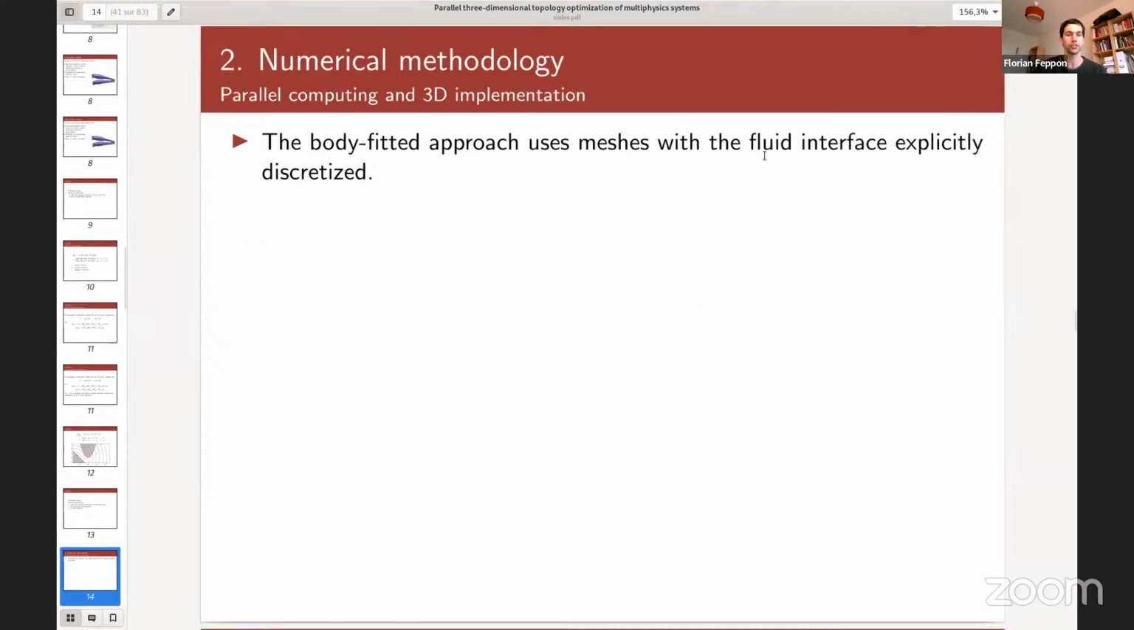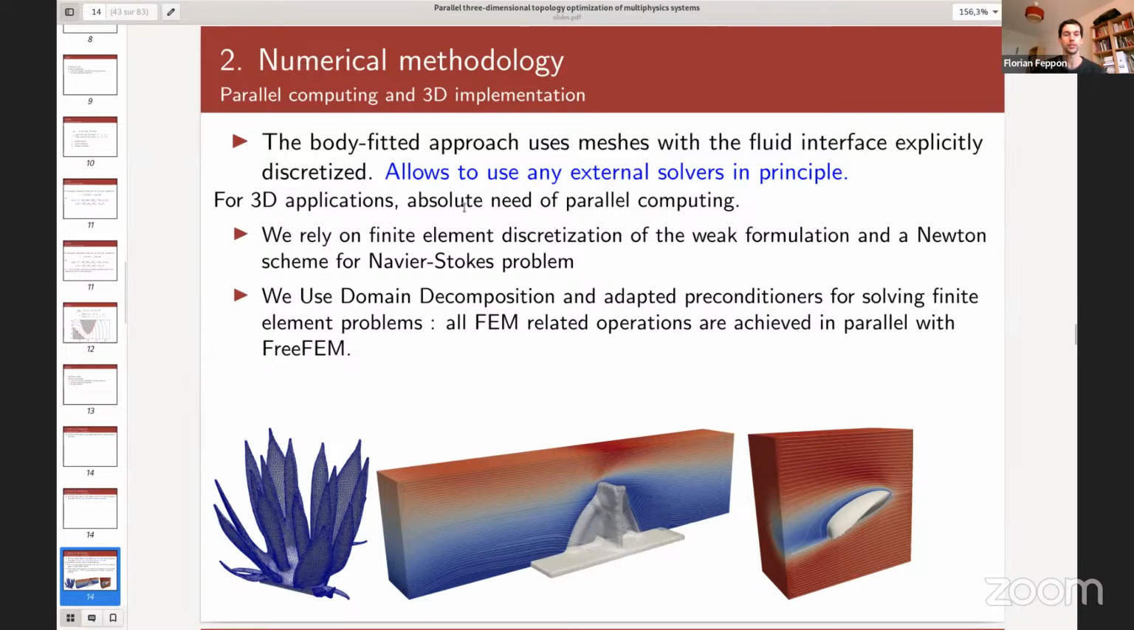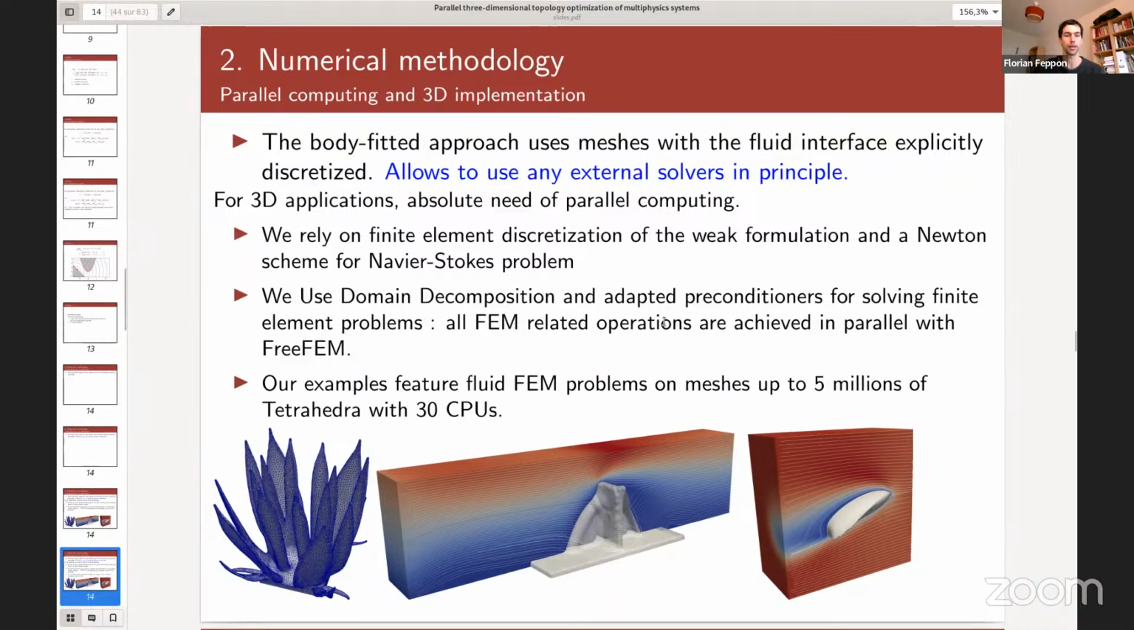The last ingredient was parallel computing. For 3D applications, in order to achieve large-scale computation, we needed domain decomposition methods. We relied on the finite element discretization and a Newton scheme for the Navier-Stokes problem. All the finite element operations were achieved in parallel using PETSc and the interface with FreeFEM that has been provided by Pierre Jolivet. By doing so, we were able to perform computation on meshes up to 5 million tetrahedra with 30 CPUs.